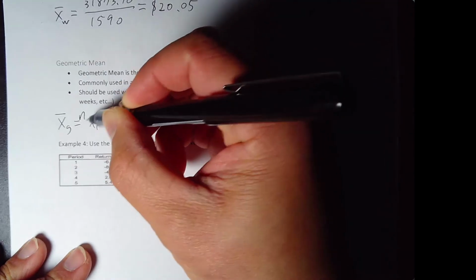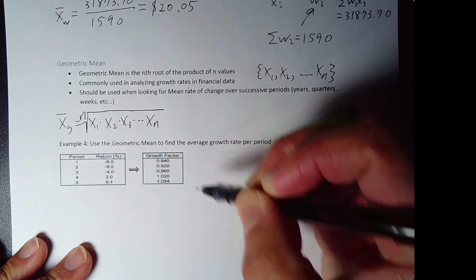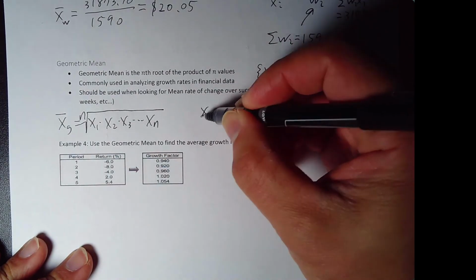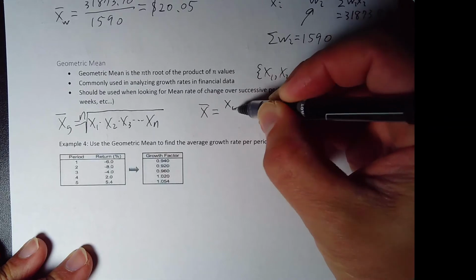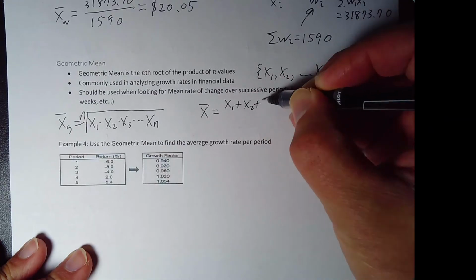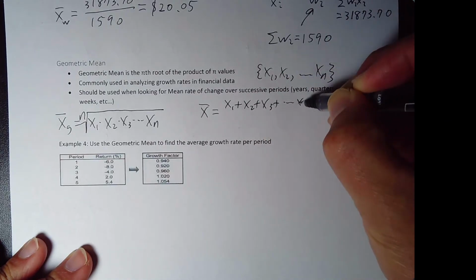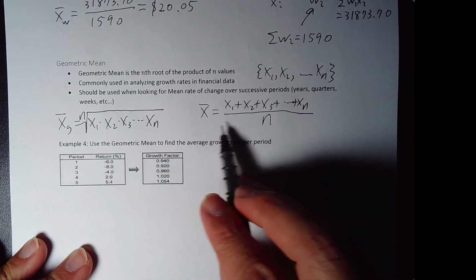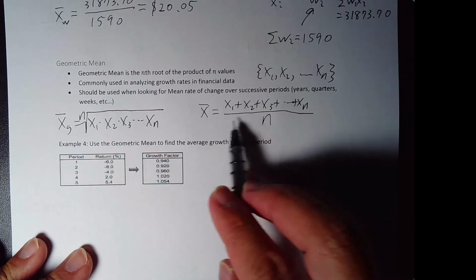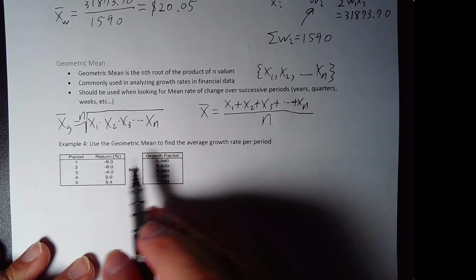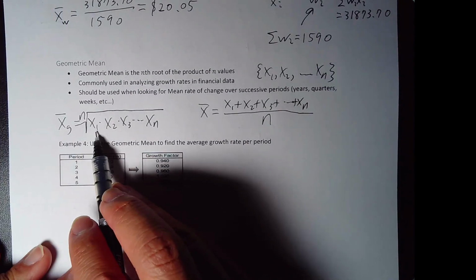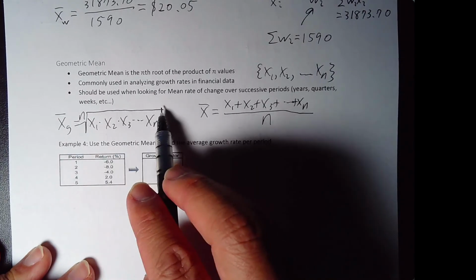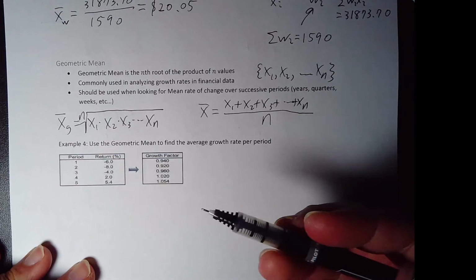Next, you take the nth root. This is very similar to your regular average: you take x bar, you take x1 plus x2 plus x3 all the way to xn, and then you divide it by n. This is called the arithmetic mean. This is the one we all know and love. A geometric mean, just instead of adding, you multiply, and instead of dividing by n, you take the nth root. Conceptually, not that much more difficult.